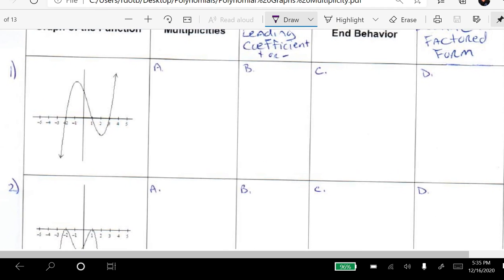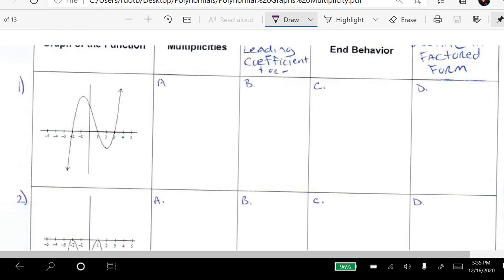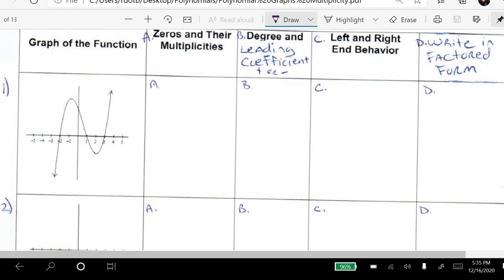Let me zoom in a bit more on this. So for the zeros and their multiplicities, for a, this is going to be -2, 1, and 3. Those are the zeros. All of those zeros are passing straight through, so they all have a multiplicity of 1. Again, if they have a multiplicity of 1, that's the default. You do not have to write anything. That's understood.